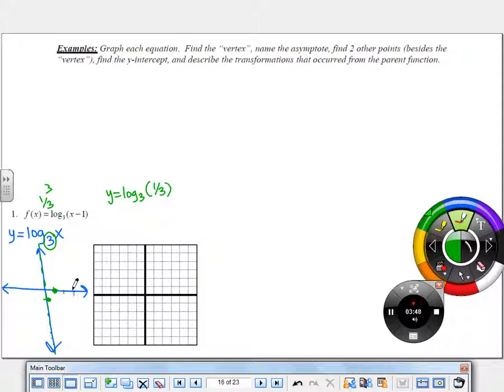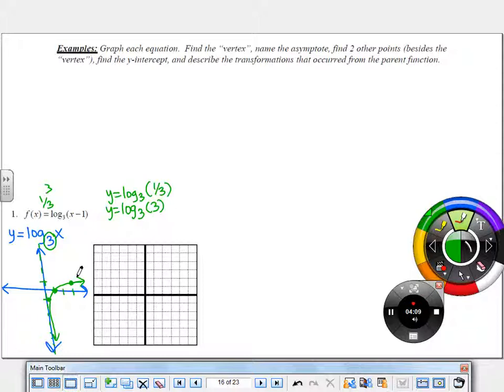And then I'd plug in 3. When I plug in 3, I'm asking myself log base 3 of 3. So what exponent do I put on 3 to get 3? The answer is 1. So I have that expectation that we saw before for the parent function. But now I have some more specific points.